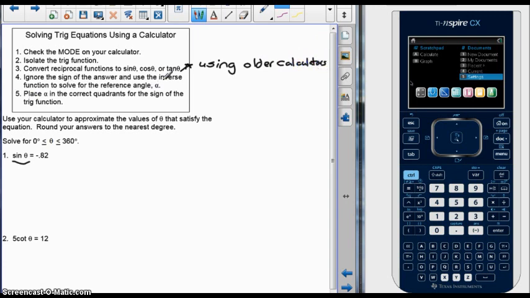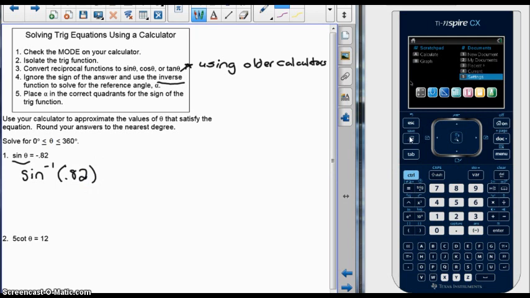All right, ignore the sign of the answer and use the inverse function to solve for the reference angle. The inverse function is something we're going to introduce today and talk about. Once we know what alpha is, we can place it in the correct quadrants for the sign of the trig function. So let's start off. Sine theta equals negative 0.82. We have isolated the trig function, and then we're going to ignore the negative and use the inverse function. So we're going to say sine inverse of 0.82, because we're ignoring the sign. That's what we're going to put in our calculators.